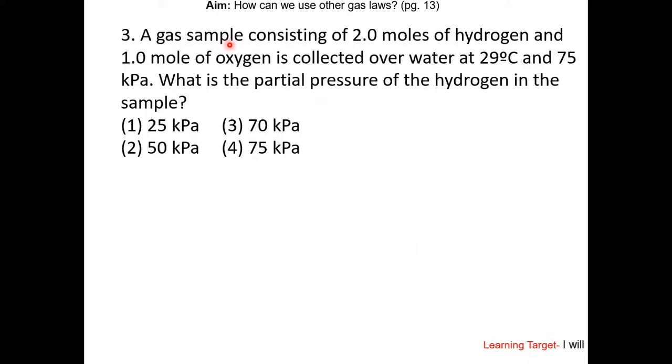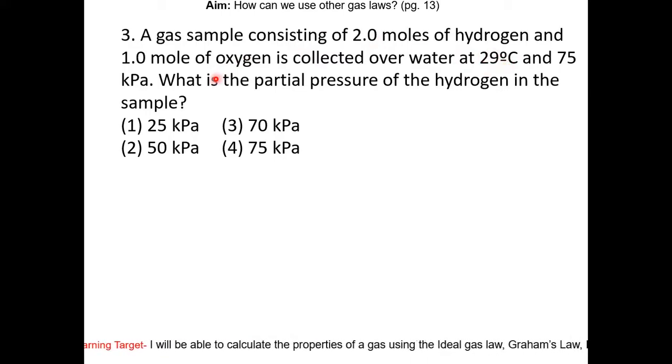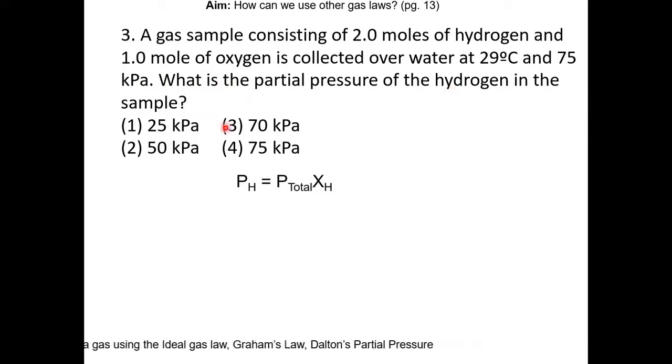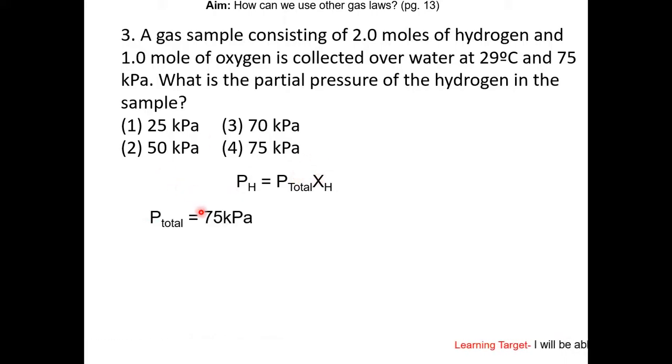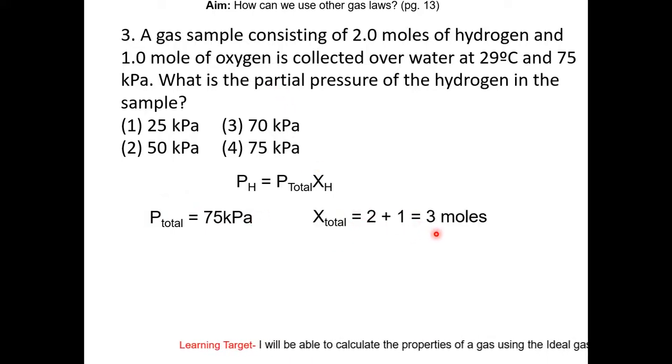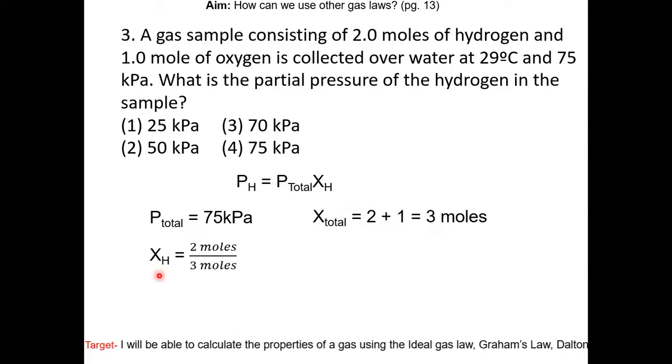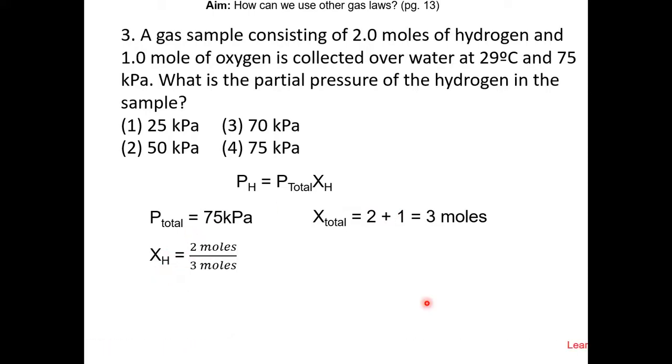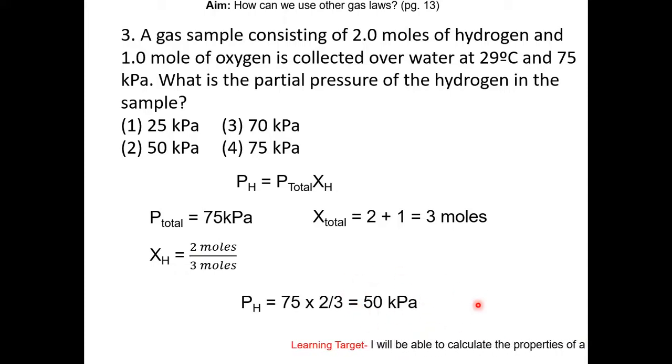Question 3. A gas sample consisting of 2 moles of hydrogen and 1 mole of oxygen is collected over water at 29 degrees Celsius and 75 kilopascal. What is the partial pressure of the hydrogen in the sample? We know the partial pressure of hydrogen is equal to the total pressure times the mole fraction of hydrogen. The total pressure is 75 kilopascal from the question. The total moles is 2 plus 1, which is 3 moles. The mole fraction of hydrogen will be 2/3, so the partial pressure of hydrogen will be 75 times 2/3, which is 50 kilopascal, so the answer is choice 2.